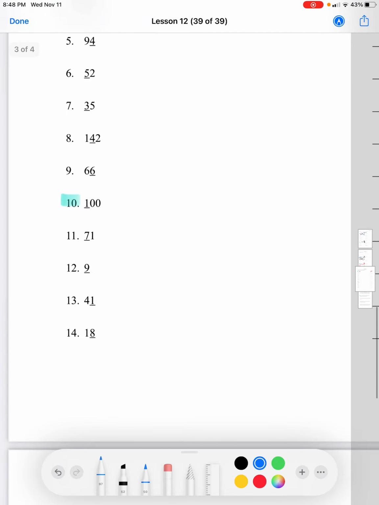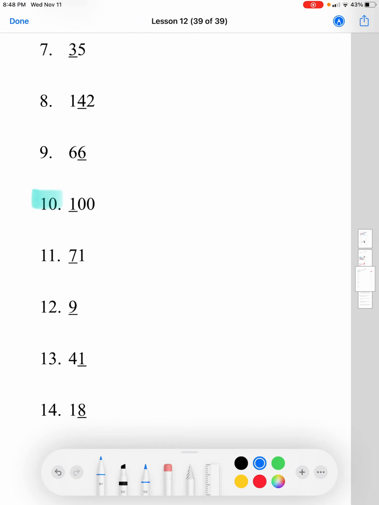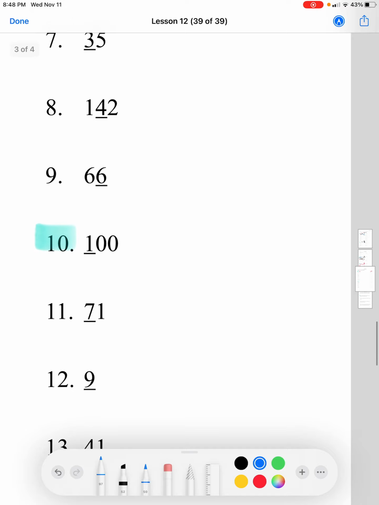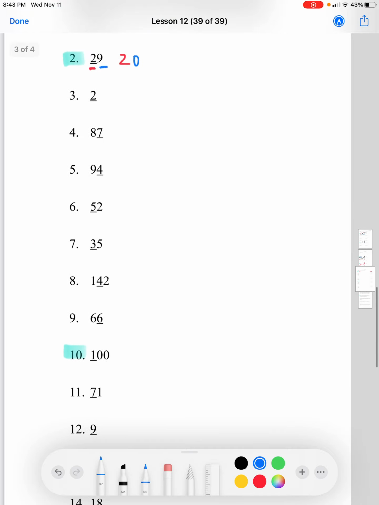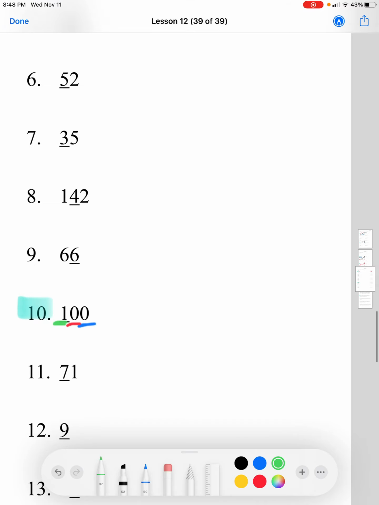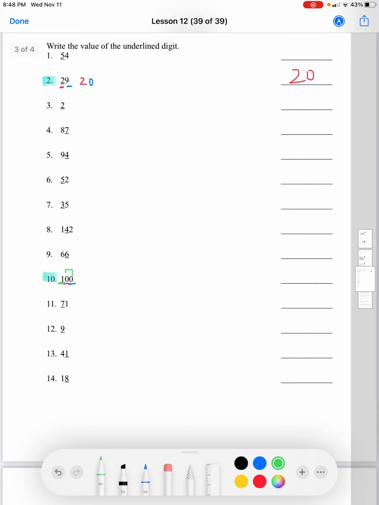So 20. We have number 10, which is 100 right here, and the first one is underlined. We have 3 place values here. So we have the ones place right here, tens place right here, and then the hundreds place right here. So we're going to replace all other numbers that are not underlined with zeros. They're already zeros, so number 10, the value of the underlined one is 100.